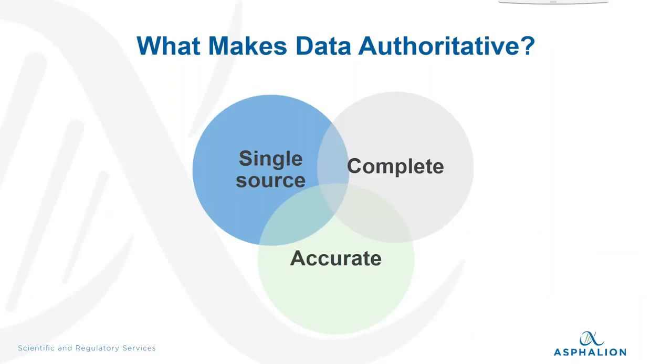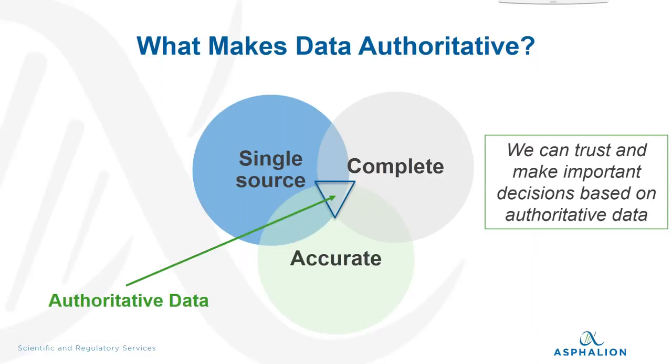What's also very important is that we need to have authoritative data. So once data is from a single source, complete and accurate, then we have really authoritative data. Based on this information, we can make important decisions based on this authoritative data.